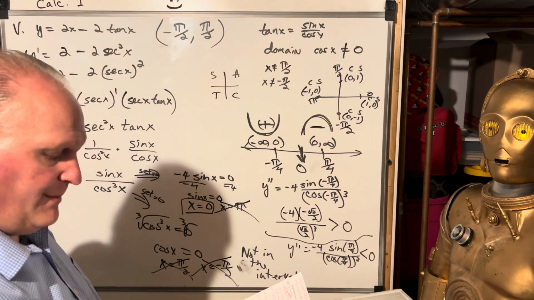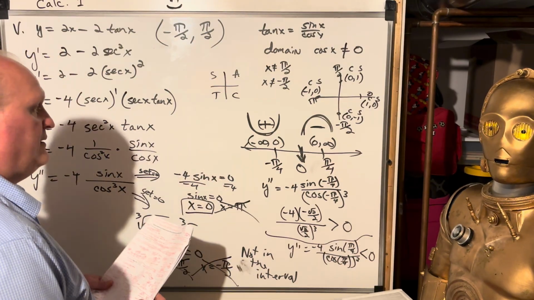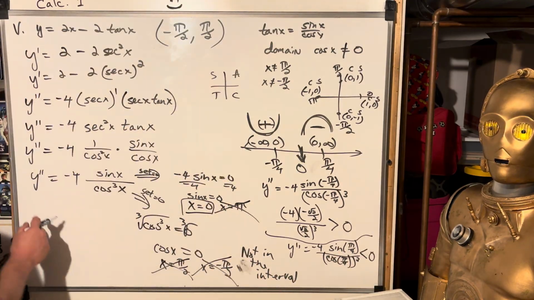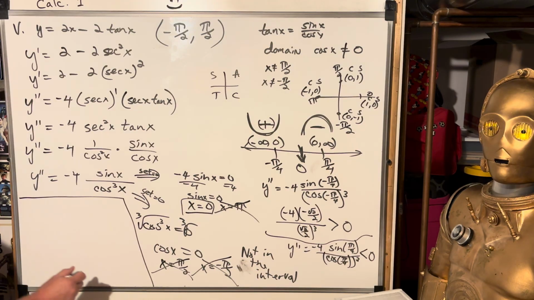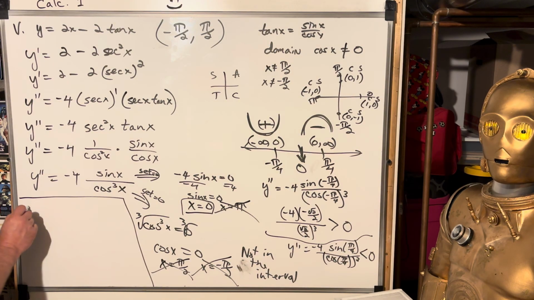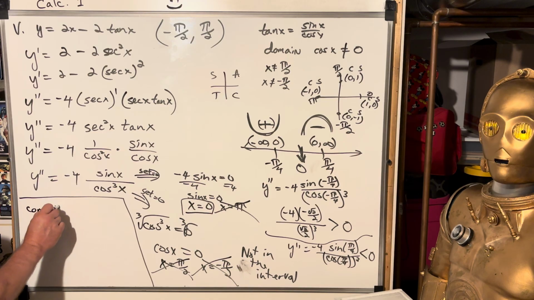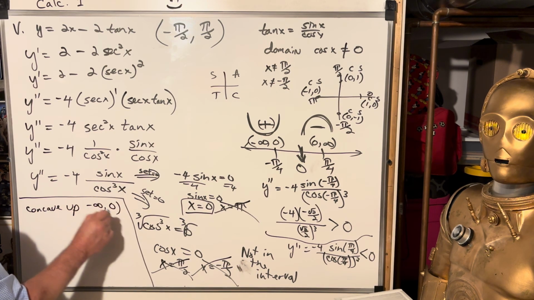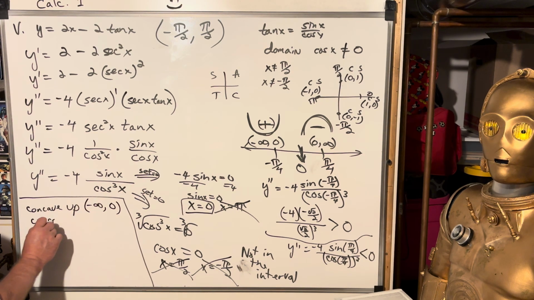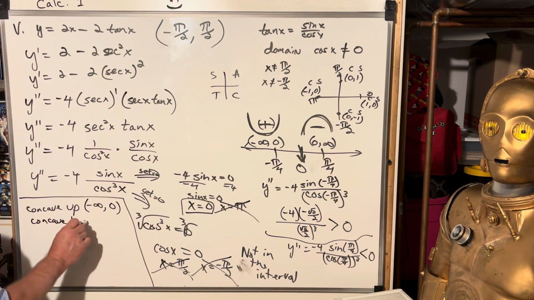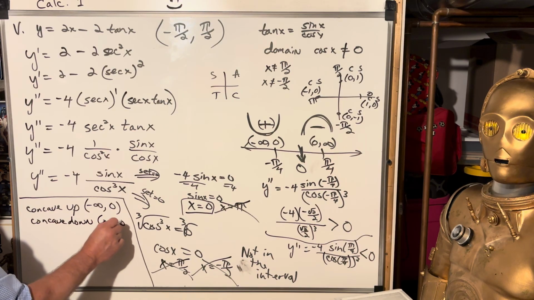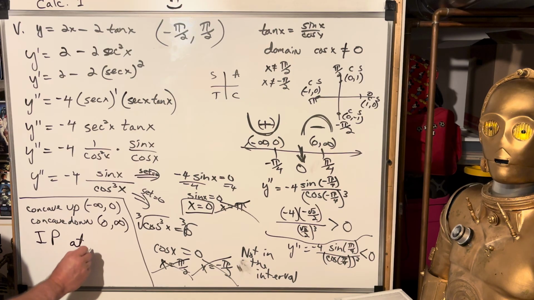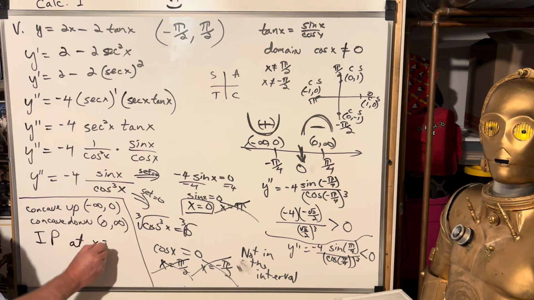So it's concave up on the interval from here. Let's write our answer here. We'll put our conclusion over here in the corner. So what do we have? We have concave up from negative infinity to 0. We have concave down from 0 to infinity. And we have an inflection point at x equals 0.